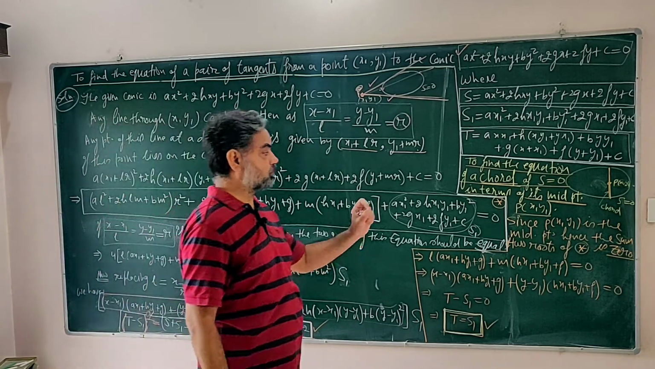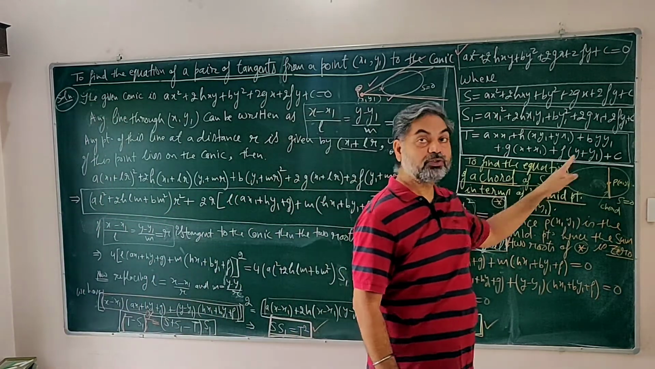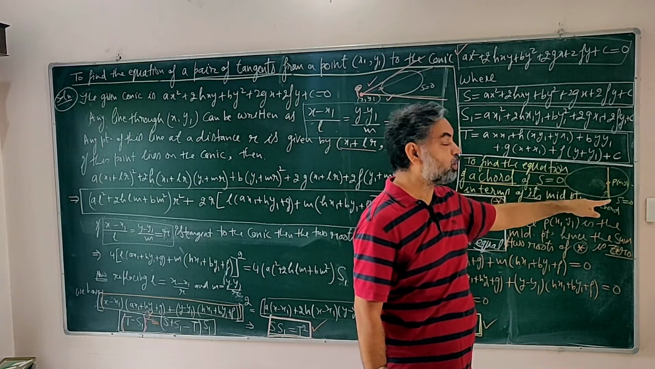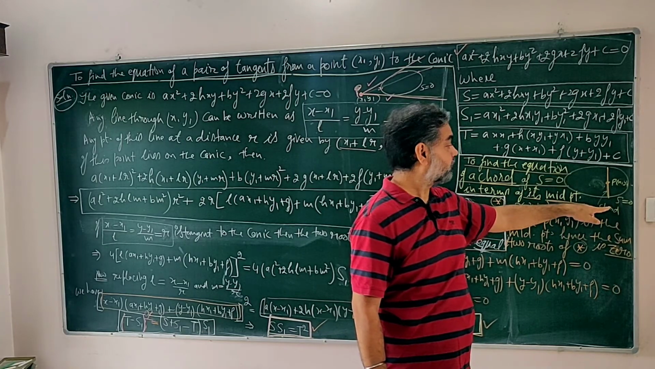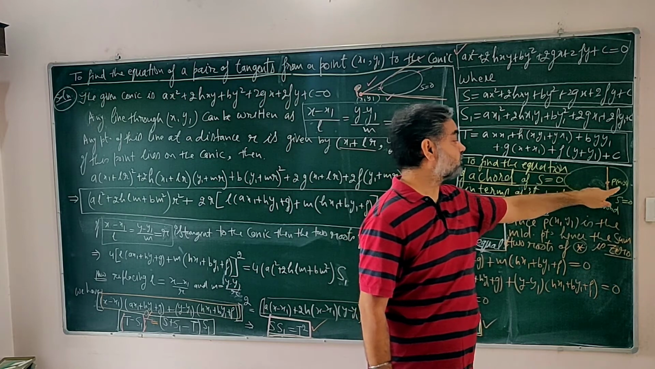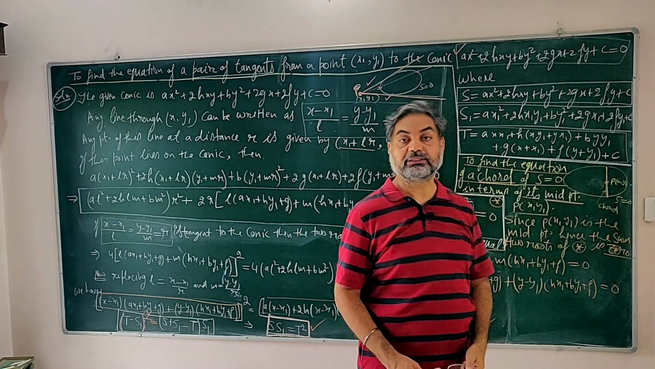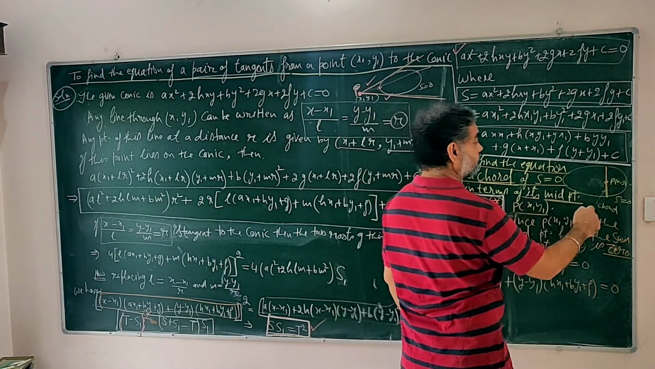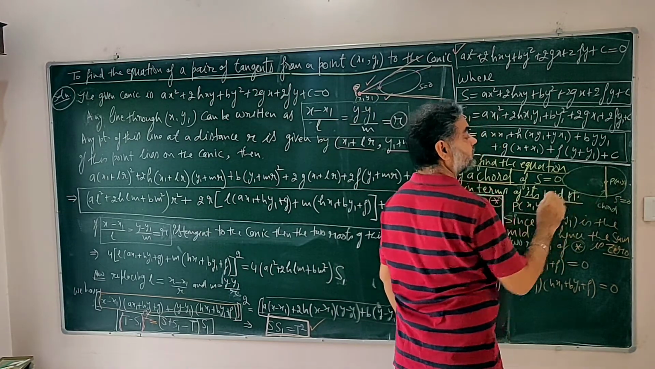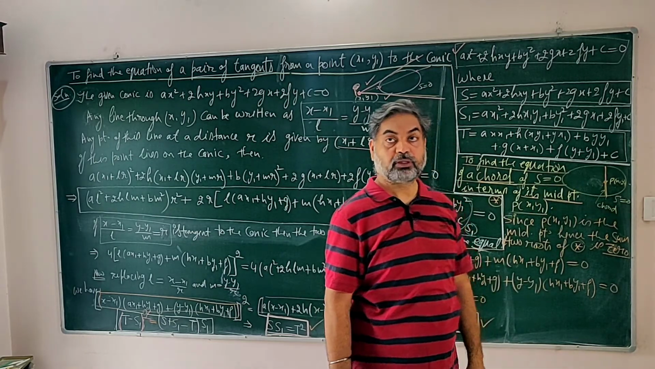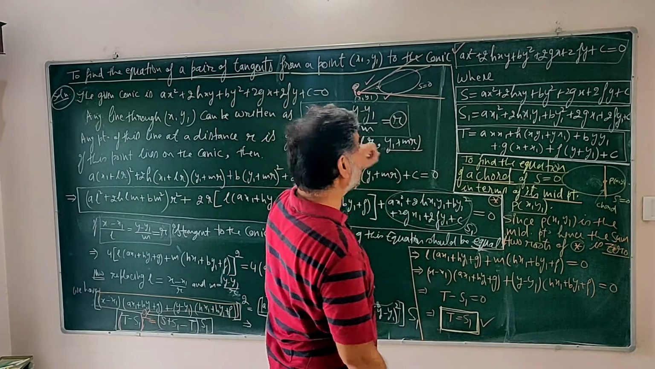Now we have another short article. Suppose we are given the equation of a conic s equal to 0, and suppose we have a chord in this conic and suppose (x1, y1) is the midpoint of this chord of this conic. What would be the equation of this chord whose midpoint is given? So that also can be done using this article.